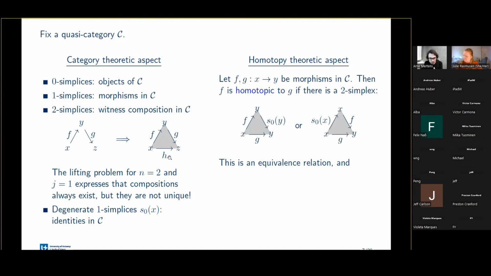So this composition exists, but it's not unique. It's unique up to a notion of homotopy. Given two morphisms between the same two objects, they will be homotopic if there exist two simplices like this or like this. And in fact, if you assume this lifting property of a quasi-category, then this homotopy relation will be an equivalence relation, and you can mod it out to get an honest category.